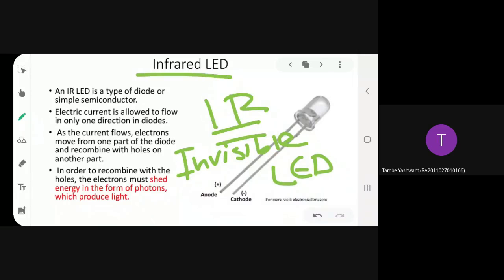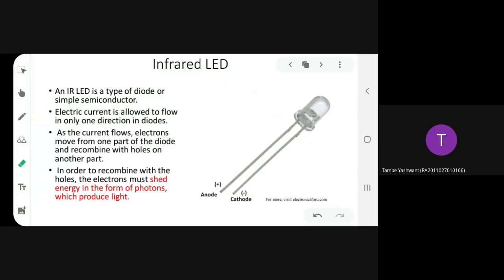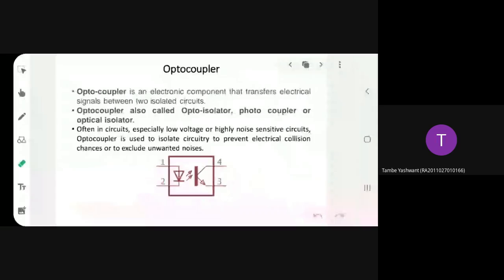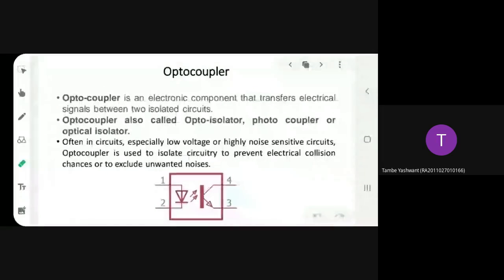So this electro-optical transducer is converting what to what energy? This is an infrared LED. So electric to light. Light. Okay. And aluminum gallium arsenide is used. Okay, so the optocoupler is another important type of electro-optical transducer.